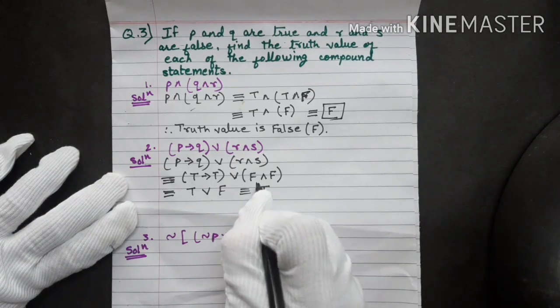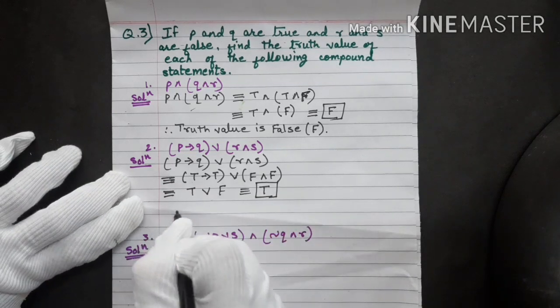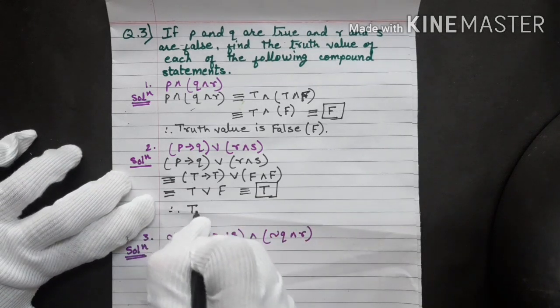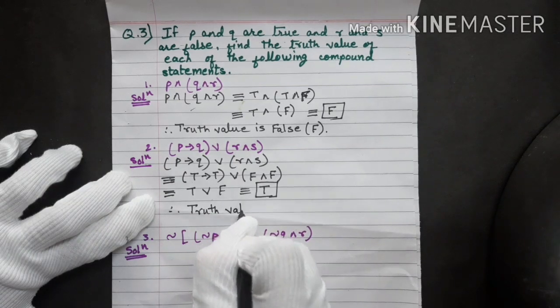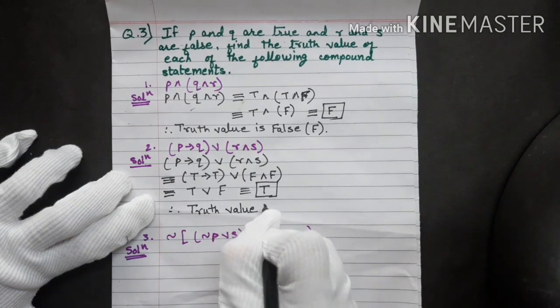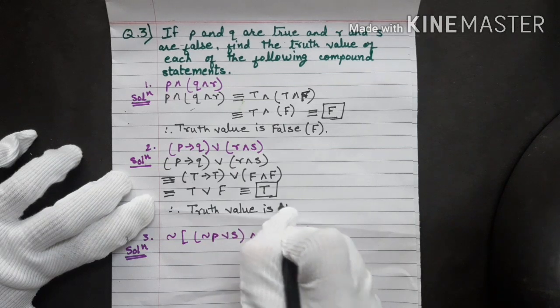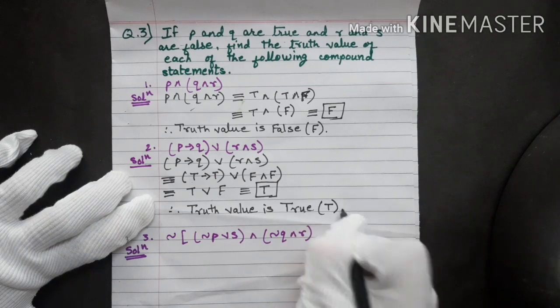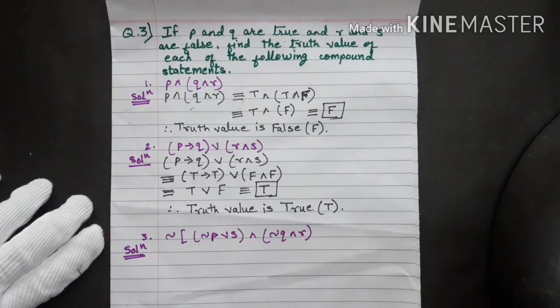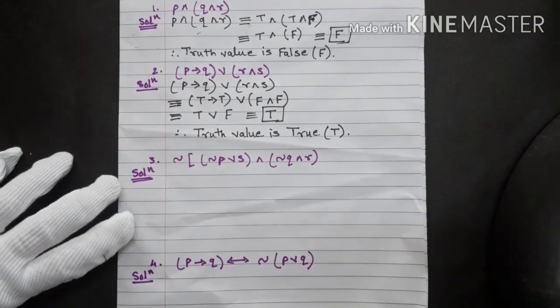So T or F is true. So you get, therefore truth value is true. Right? Now the next one.